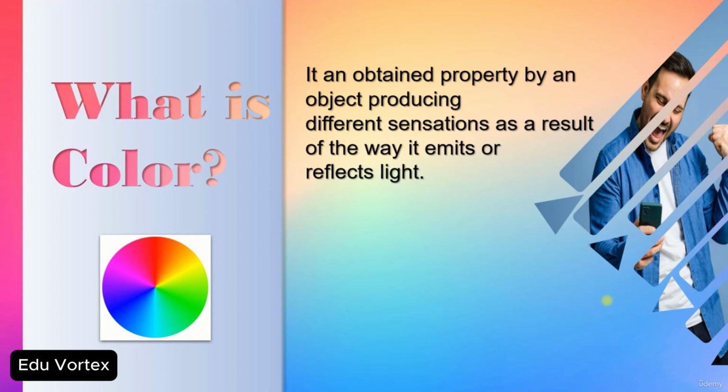What this simply means is that when you are seeing a color to be yellow, it's as a result of an obtained property, or as a result of how it is emitting light. The same applies to green, the same applies to red, black, or any other color you see out there. So this basically is the definition of color. Now let's see what we have next in our lecture.